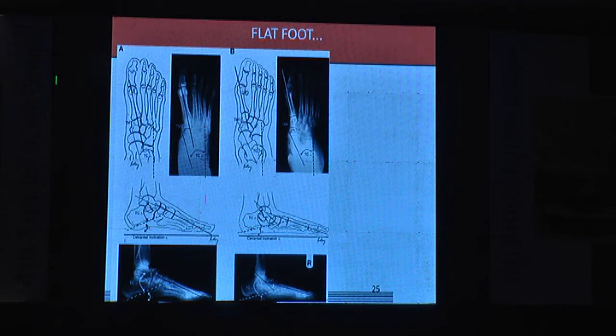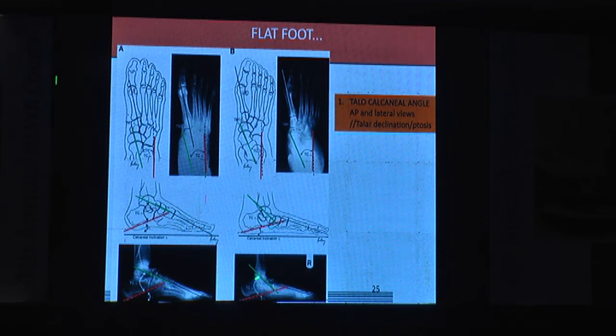Flat foot, a number of angles are described. In the AP weight-bearing views, talocalcaneal angles. This is the long axis of the talus in green, both in the AP and in the lateral views. And in the red, you see the long axis of the calcaneus, both in the AP and the lateral views. So the talocalcaneal angle is wide in flat foot patients.